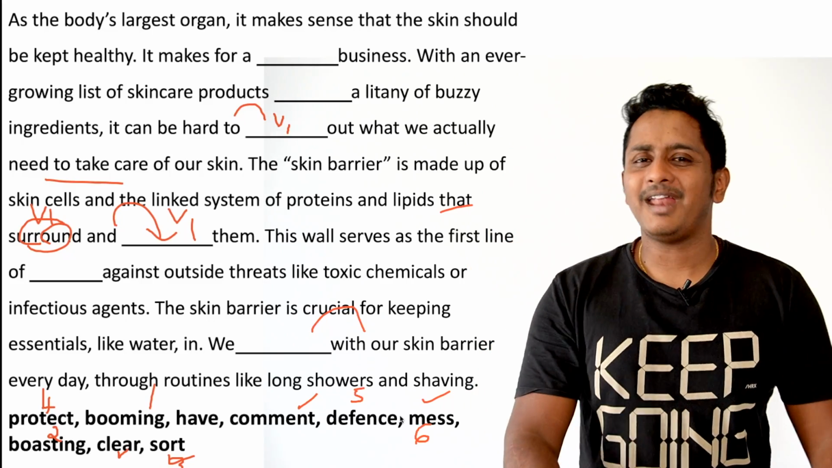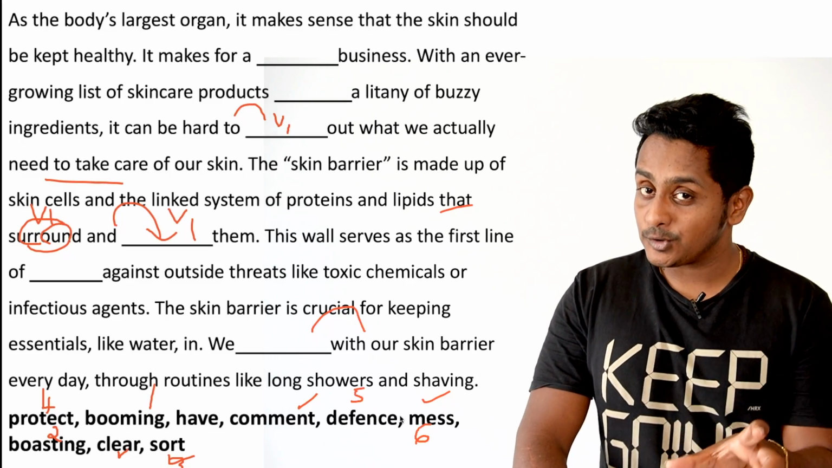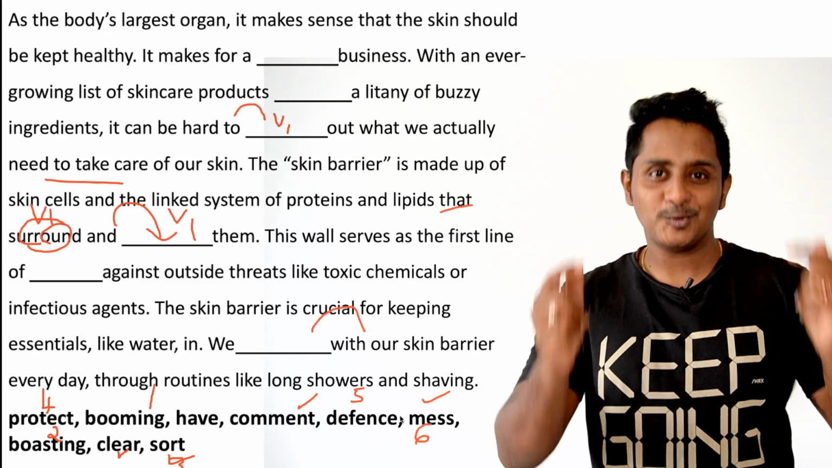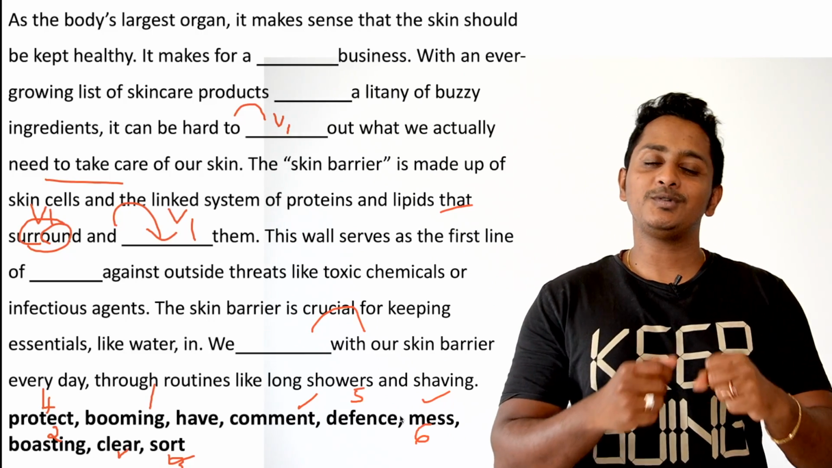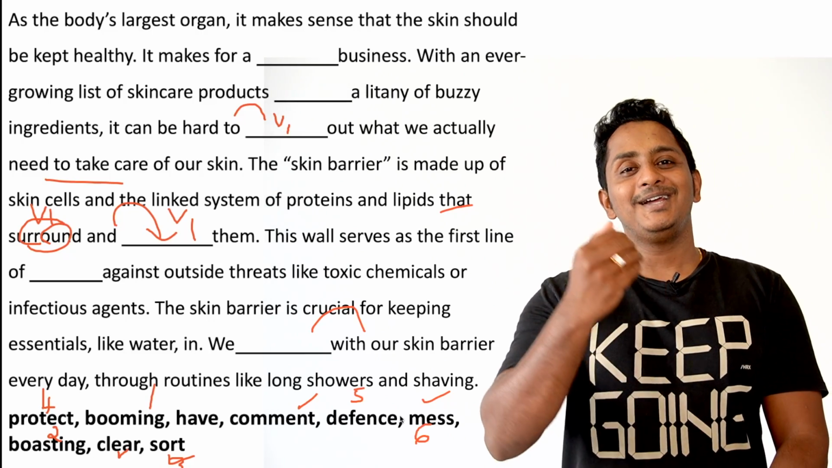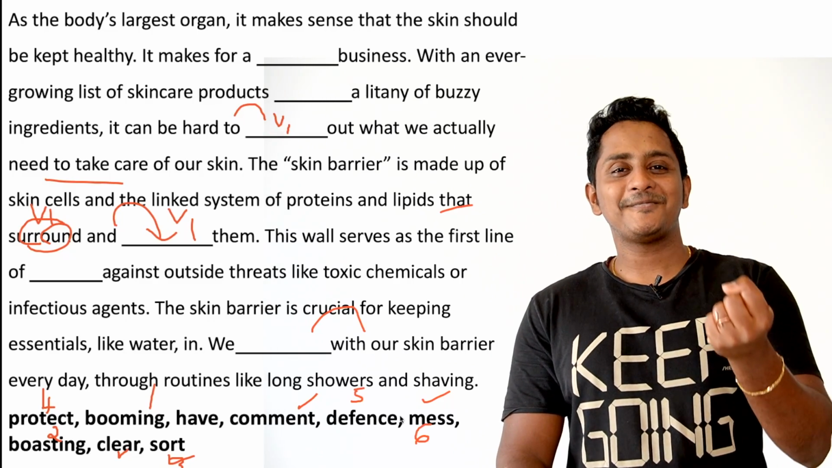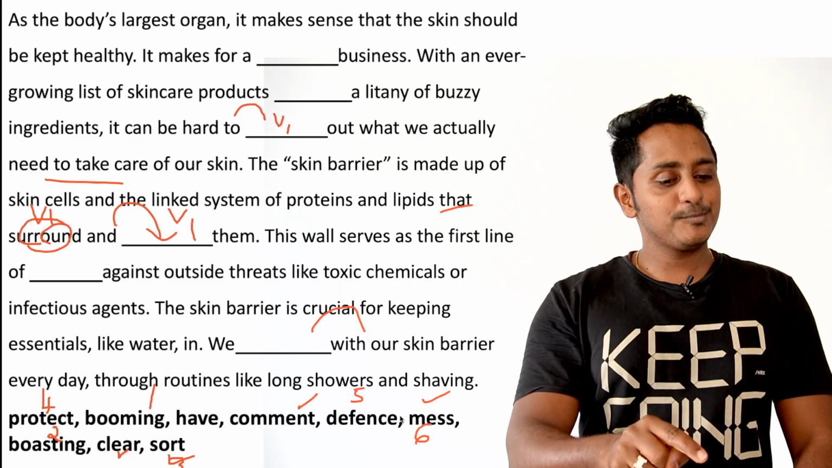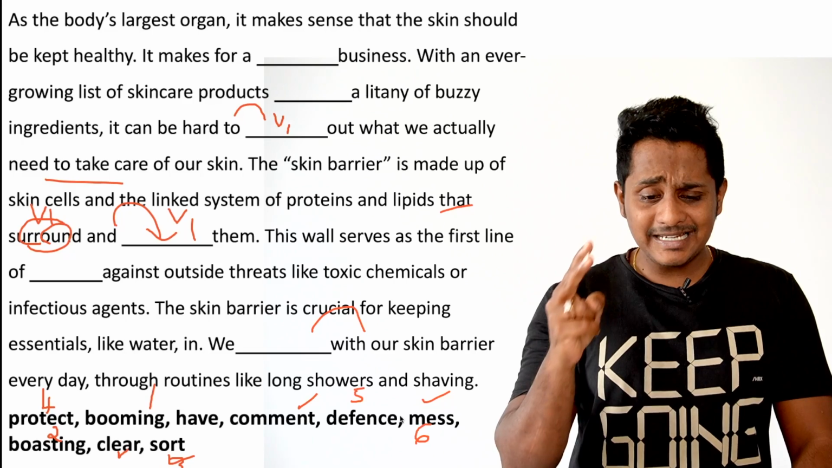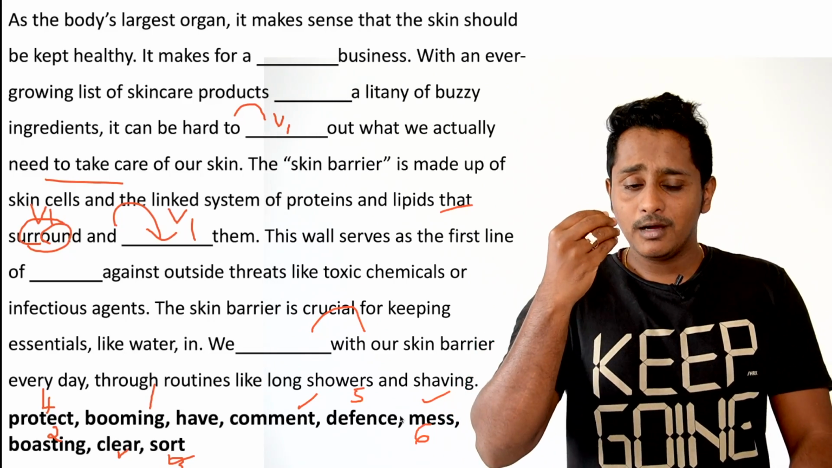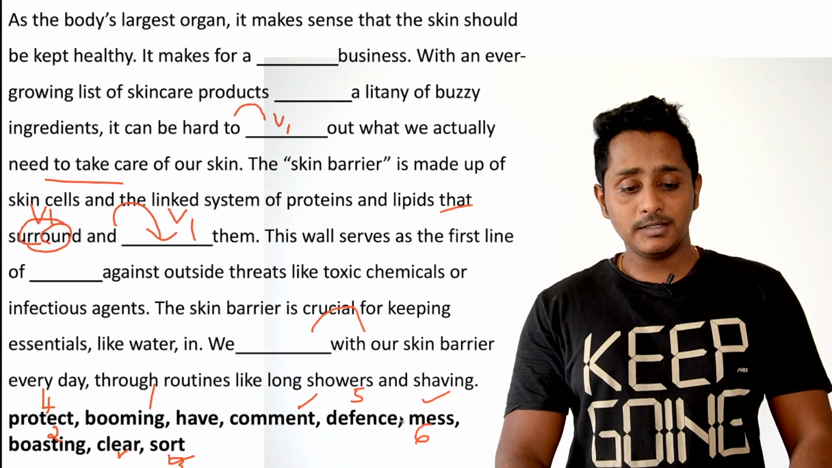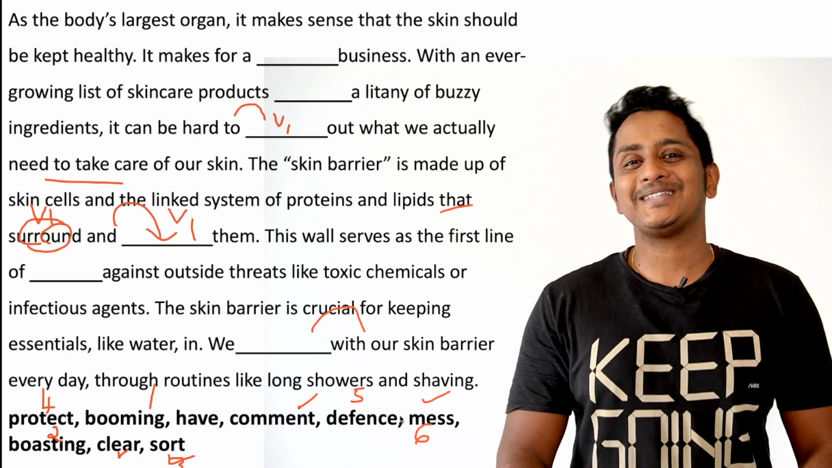Just rely on grammar and collocation. If the blanks are based on grammar and collocation, it becomes super quick. That's shortcut number 2. Don't give up. If you don't understand the vocabulary or the context, make sure you rely on grammar and collocation. So first is booming business, second is boasting the products, third is figure out, fourth is protect them, fifth is first line of defense, sixth is mess with.